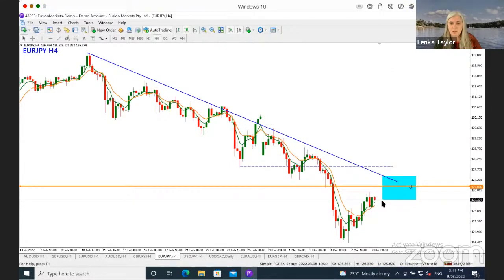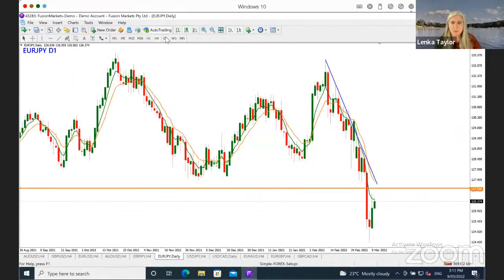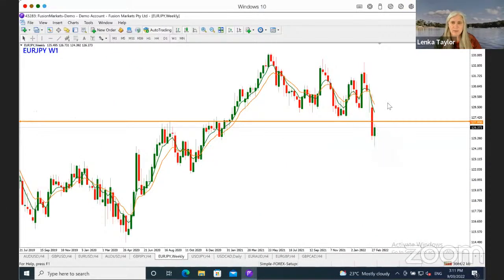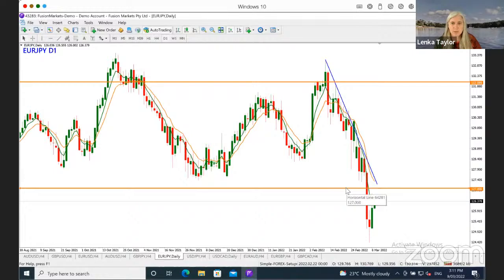Oh, you're thinking it's going to come back to the top of that, maybe to the top of the channel. Yeah, if you think that, then I would not take a long at the moment. I would wait until the price maybe gets above and does a retest there, and then look for the long.